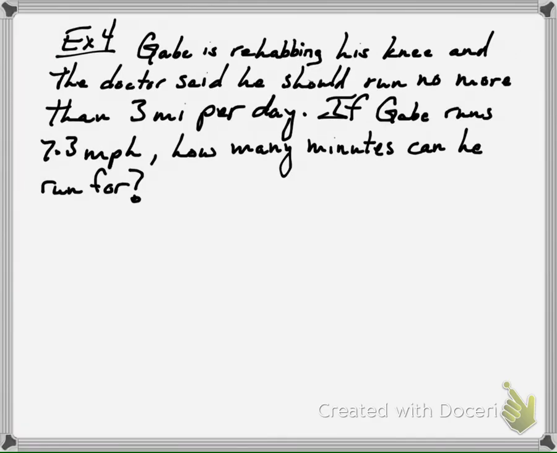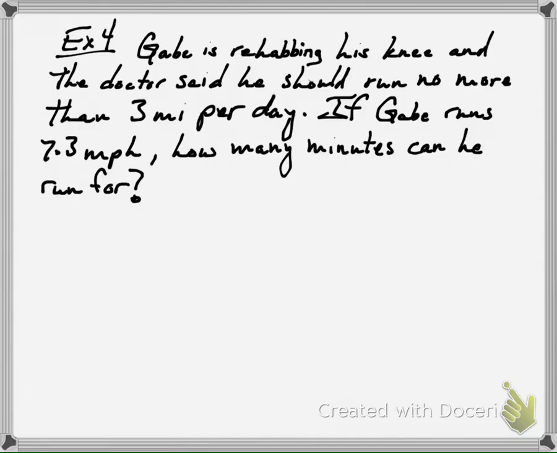Good old Gabe. Gabe is rehabbing his knee. Seems a little young to be rehabbing a knee, but it's all right. And the doctor said he should run no more than 3 miles per day. So you're rehabbing it. You might want to say, hey, let's not go too crazy. You could injure it again. No more than 3 miles per day. Gabe runs 7.3 miles per hour on average. How many minutes can he run for?